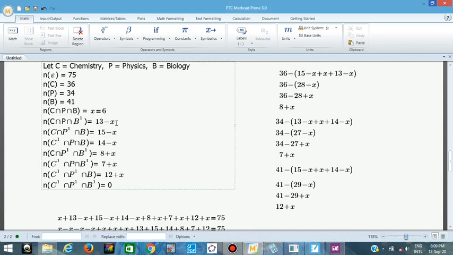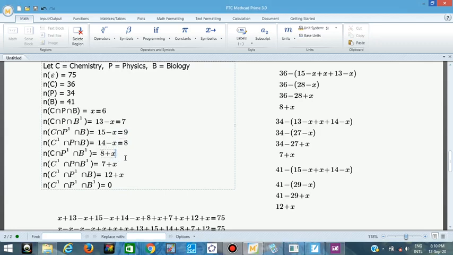Remember, x is 6. So this one is going to be equal to what? 13 minus x will be equal to what now? Like 13 minus 6 is what? It's going to be 7. Then in this place, 15 minus 6 is going to be 9. Then 14 minus 6 is going to be 8. You understand what I'm doing?